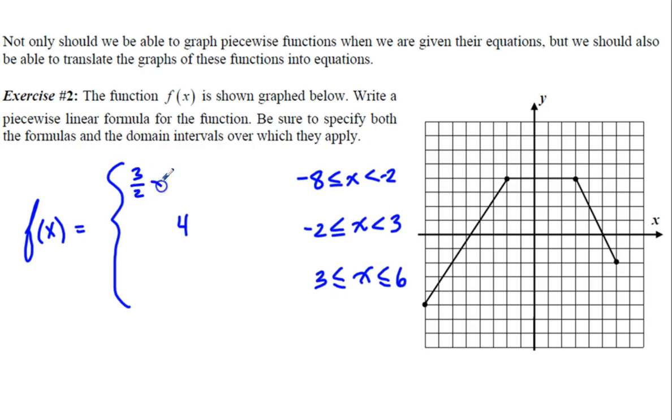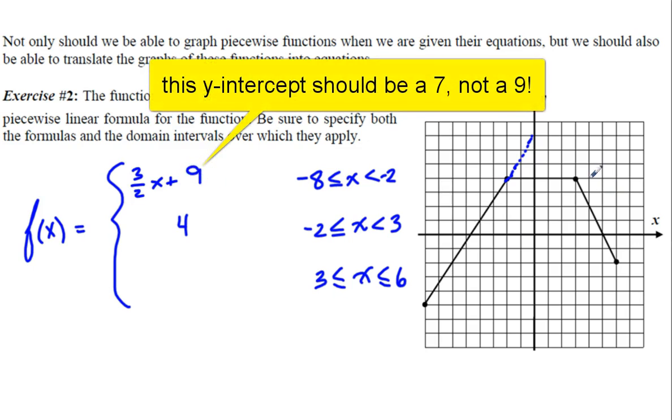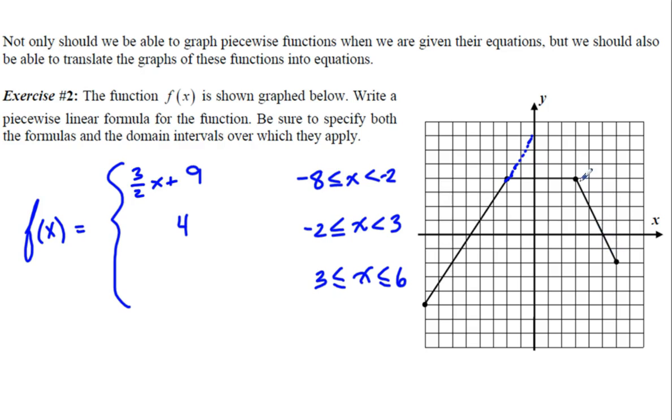3 over 2 x plus, okay, the y-intercept. If I were to continue this pattern, it would go up 3 over 2. It would stop right here at +9. So that's going to be our y-intercept. Now let's do the same for this other one. I'd like you to pause and play the recording only after you've come up with a linear function that includes both the slope and y-intercept.